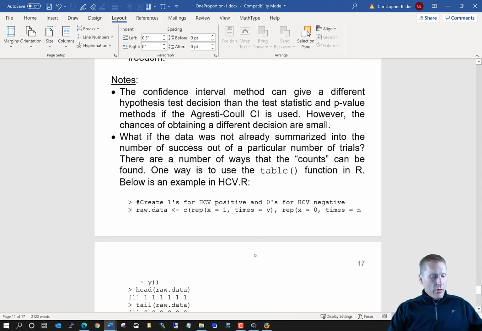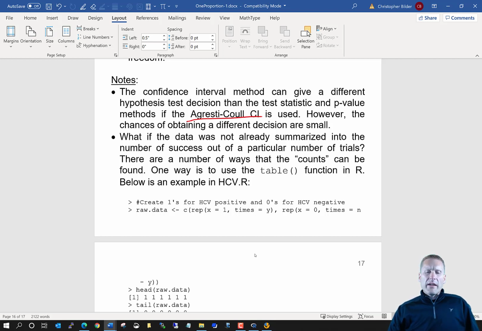So some notes here. This is page 16. The confidence interval method can actually give a different hypothesis test decision than the test statistic and p-value methods. It's unlikely that it will happen, but it is a possibility.